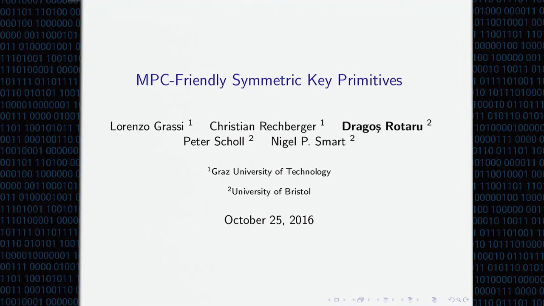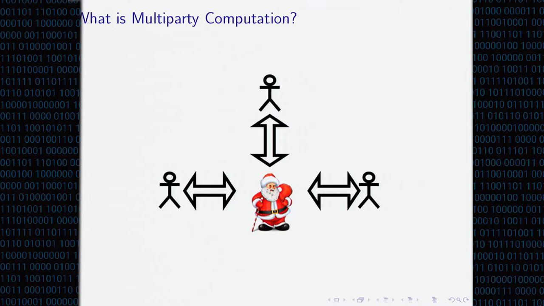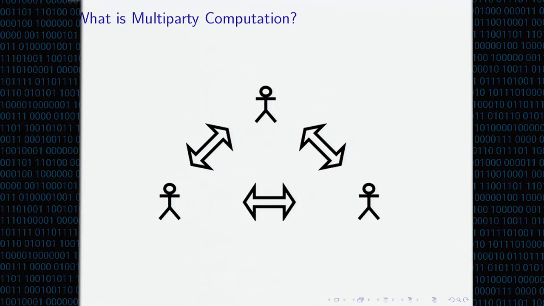So first I will show you a brief overview of what MPC is. We have a group of players who want to compute a function over their inputs while keeping them private. In an ideal setting, each party gives their input to some trusted third party, in this case, Santa Claus. Santa Claus will compute the output of the function and send it back to the parties. But in the real world, as we know, there is no Santa Claus. So we replace it with a real protocol between the players, where each player communicates with the others.